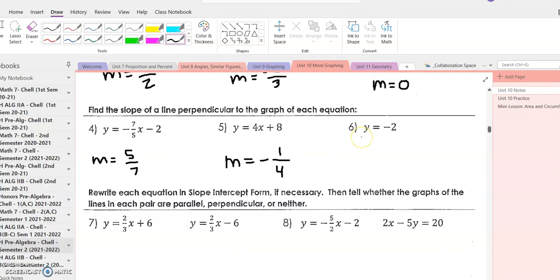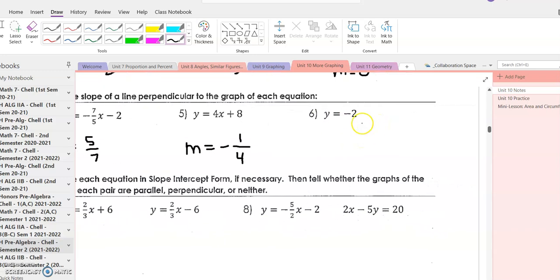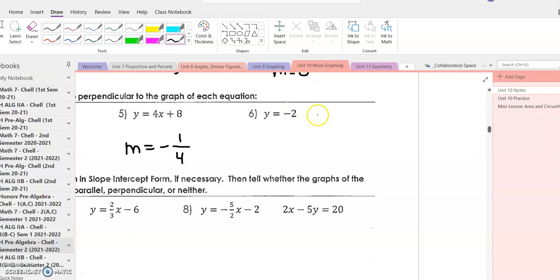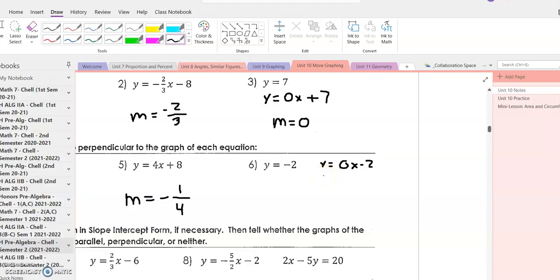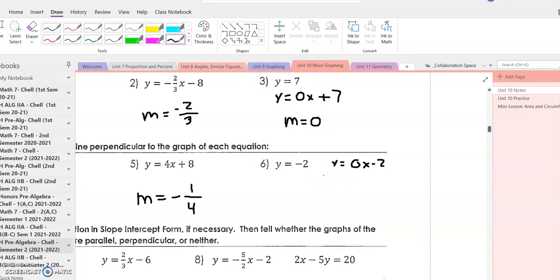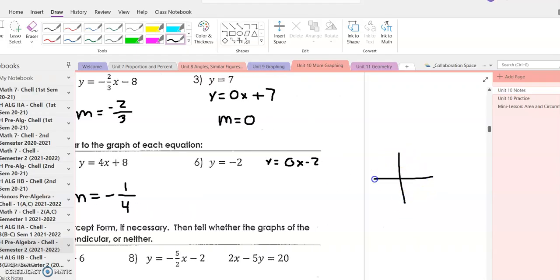And one last problem, this one's the trickiest here. We have y equals -2. Now, earlier we were talking about y equals 0x plus 7, so that would remain the same here, y equals 0x minus 2. But that doesn't really help us in this situation because the opposite reciprocal for 0 is still 0. So let's think about the graph instead, what it would look like. If we graphed y equals -2, it would give us a straight line going horizontal like this.